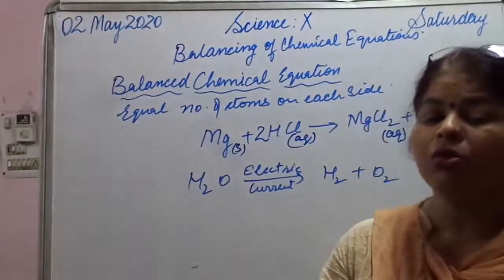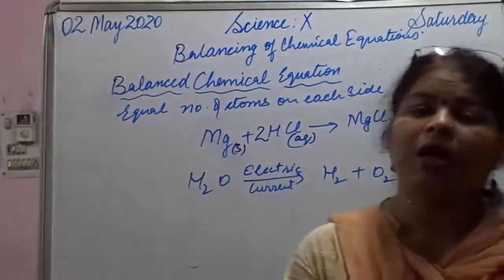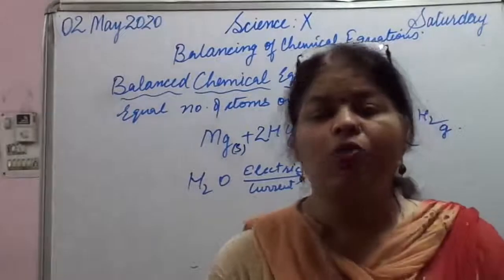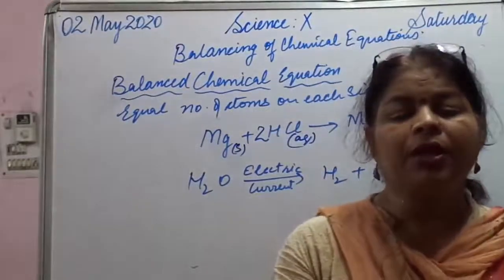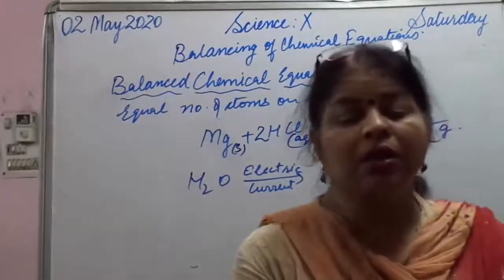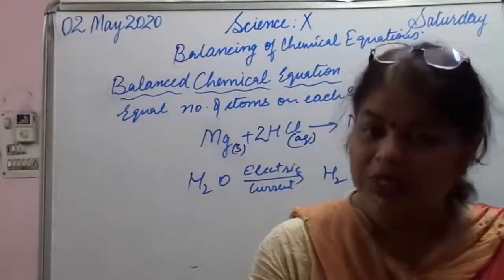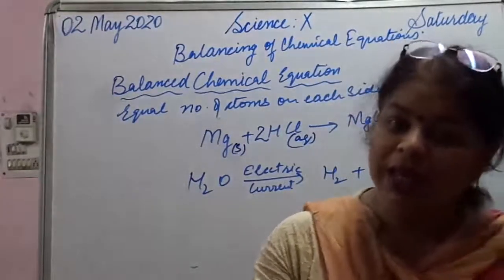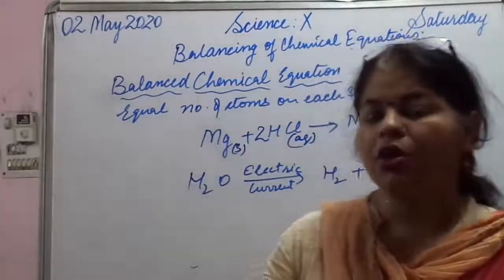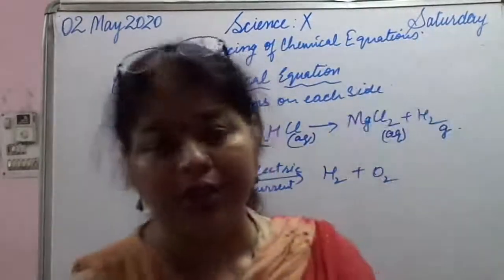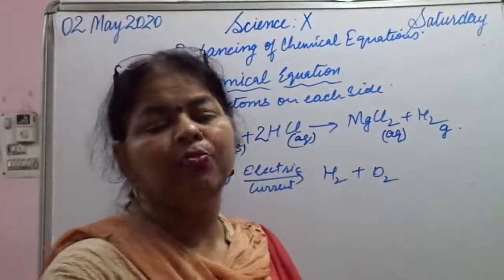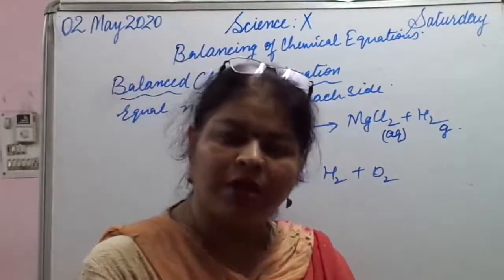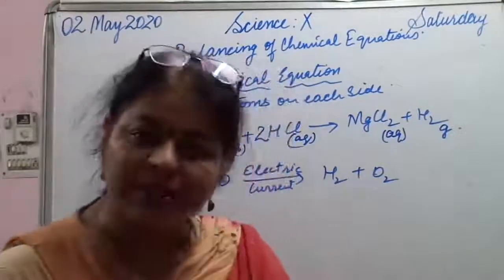Then it also gives us the information about the weight of the substance that is being used. It also tells about the physical state of the reactants as well as the products, and whether heat is evolved or heat is being absorbed. So these are the various important things that a chemical equation tells us.